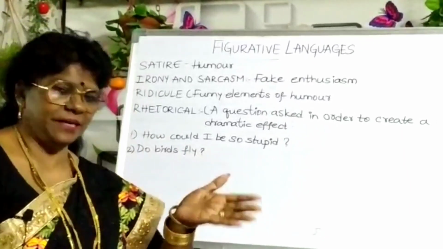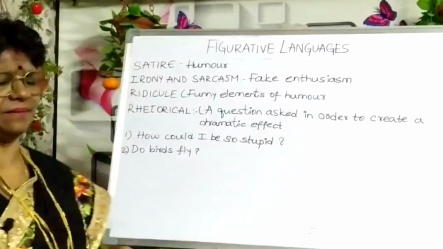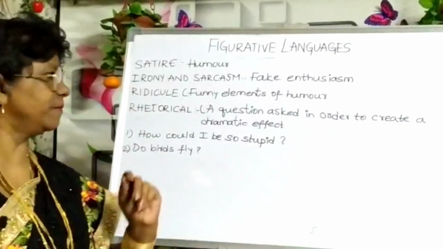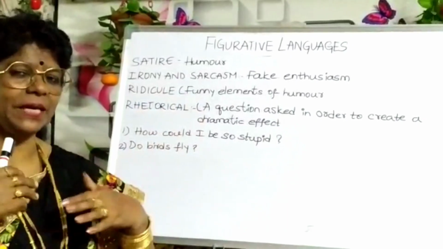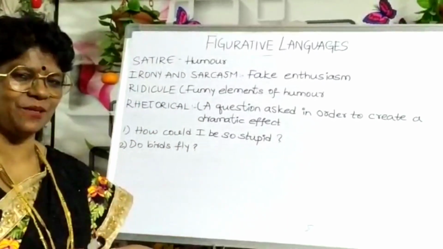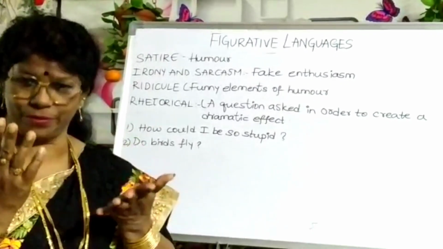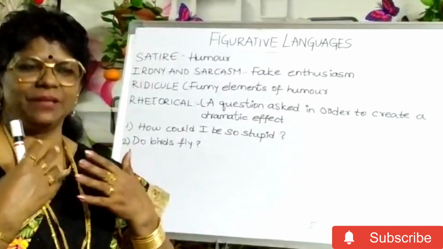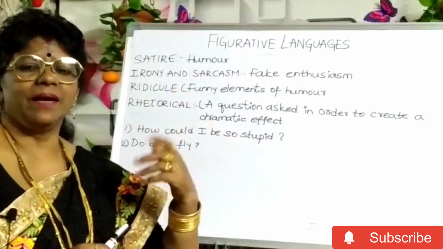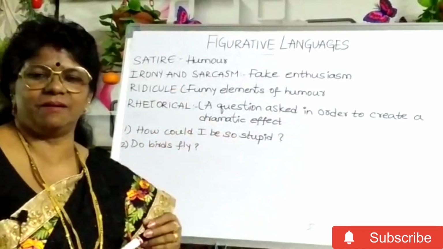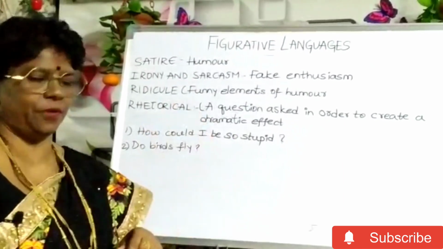Another figurative device or figurative expression: satire. Satire, we know, is nothing but humor. Next one, irony and sarcasm. Fake enthusiasm. What is fake enthusiasm? After seeing a crow, we flatter it, saying you are looking so pretty, you are looking so handsome, like that. So that is false enthusiasm or flattery. It's not praising. Ridicule: funny elements of humor.